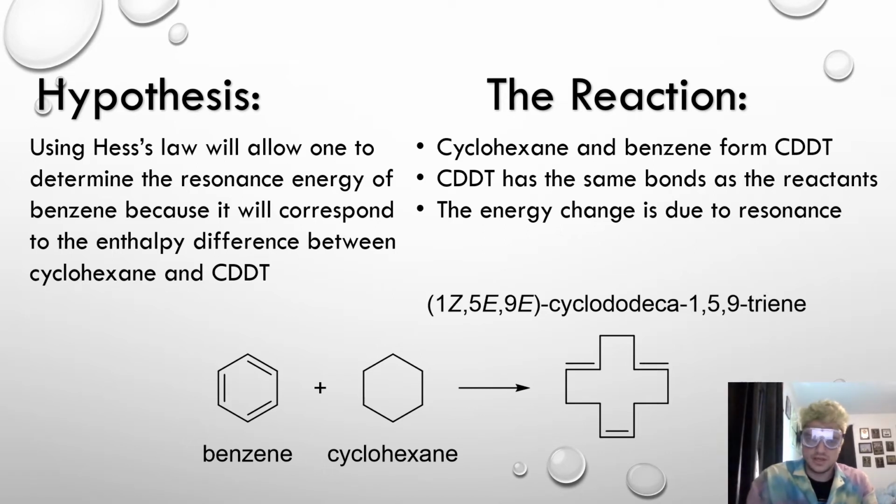The first hypothesis that we propose here is that using Hess's law will allow us to determine the resonance energy, and it should correspond to the enthalpy difference between cyclohexane and CDDT.